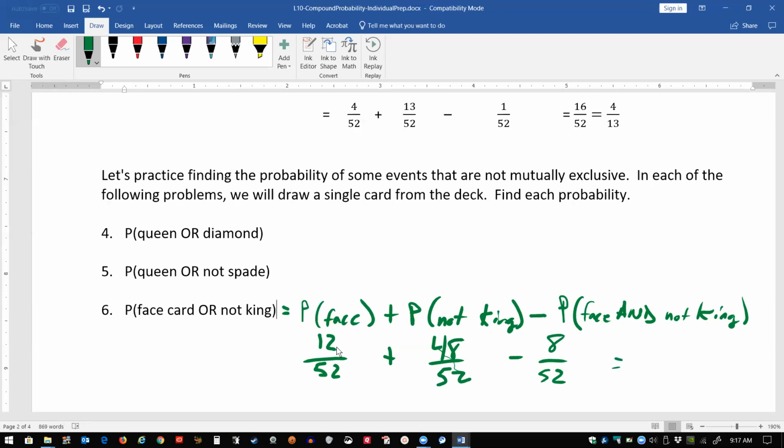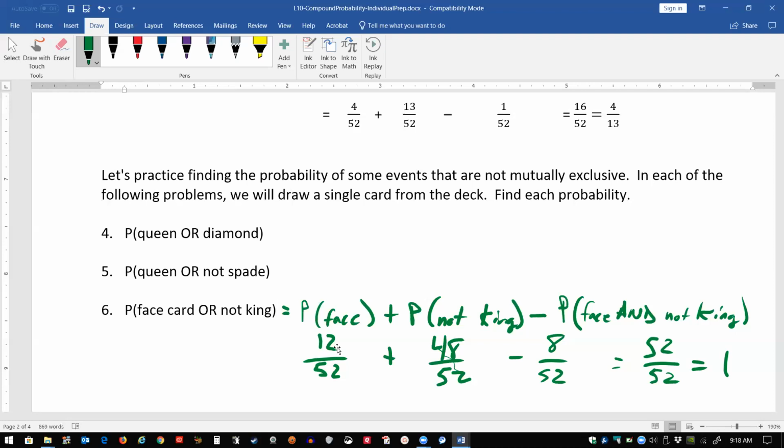And what does that give us? Oh, that's an interesting scenario, right? We add and subtract all those fractions together, and we end up with, look at that, 52 out of 52. We have a probability of 1.